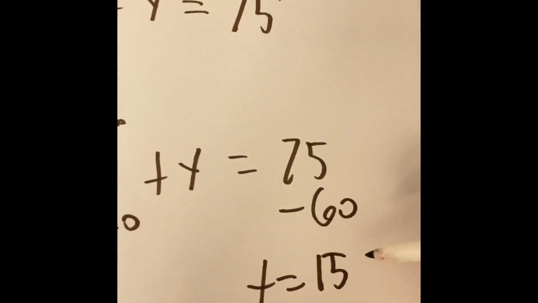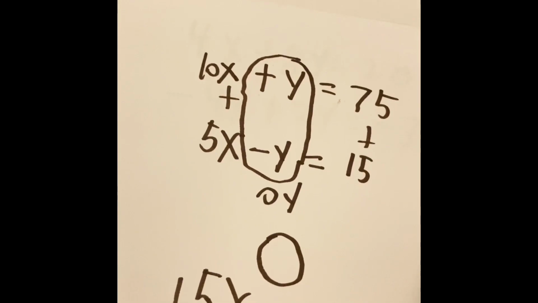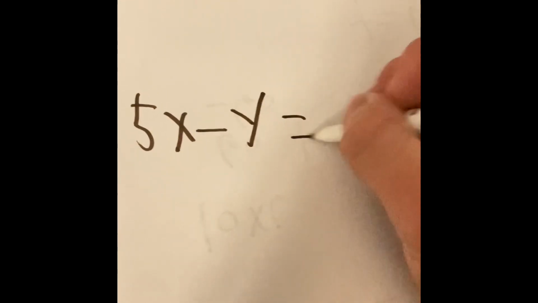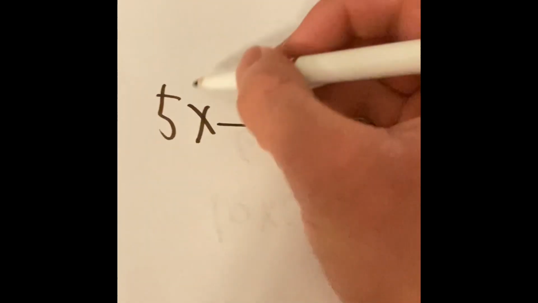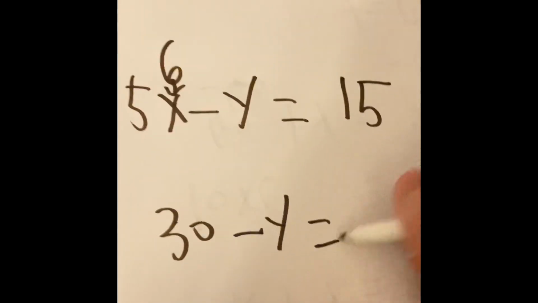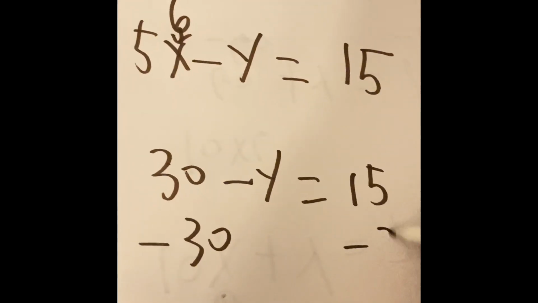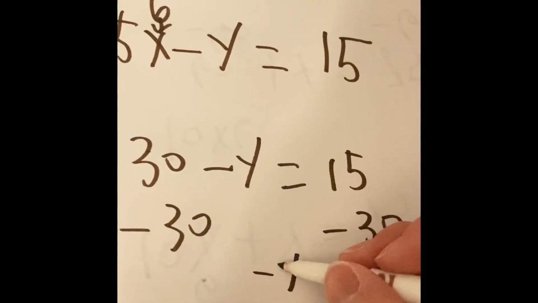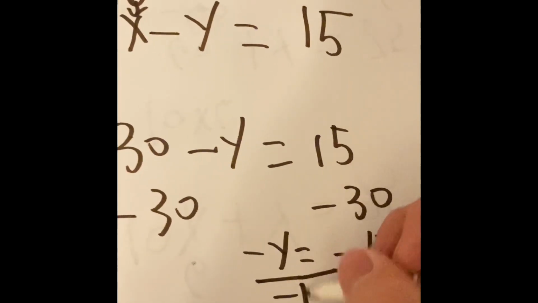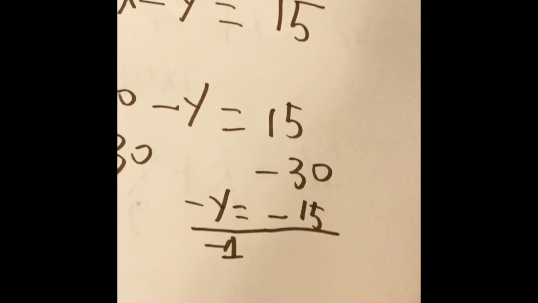But will that work for the other equation? Let's see. The other equation that we mentioned was 5x minus y equals 15. So we have 5 times 6 as x, which is 30, minus y equals 15. Then we're going to have to subtract 30 from both sides, and negative y equals negative 15. Divide by negative 1 since we want y alone, because mathematicians actually want a variable as a positive.